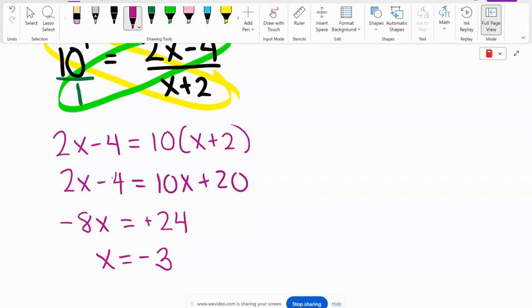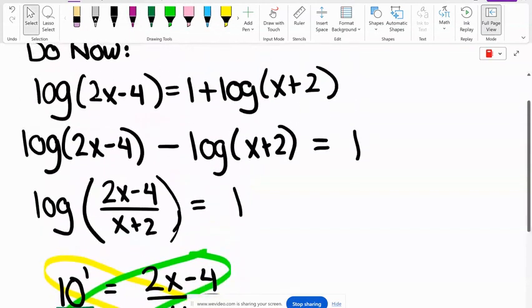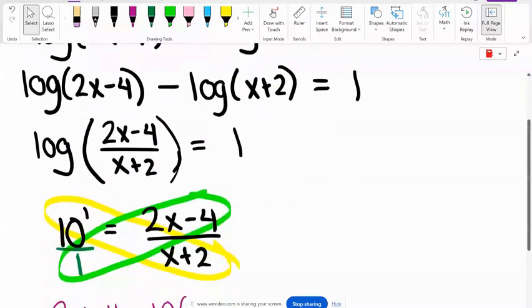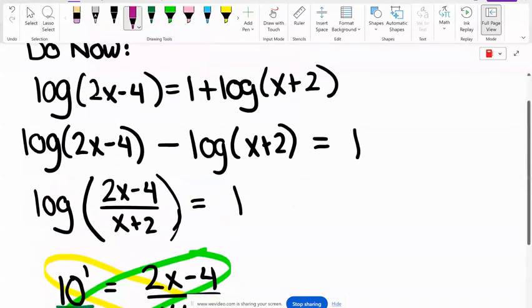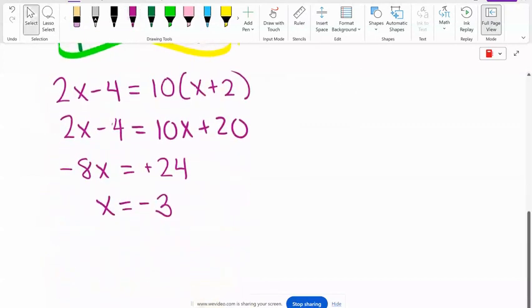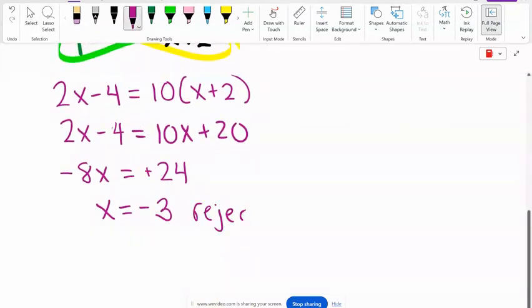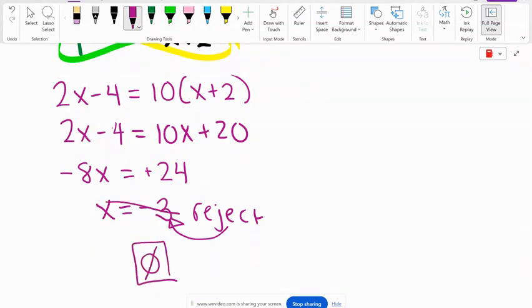We need to check. So we go back, and what do we realize? When we plug in the negative 3 here, won't I get a negative argument? So what does that mean? I need to reject the negative 3. Is there any other answer that I can use? No. So what is this? There's no solution here.